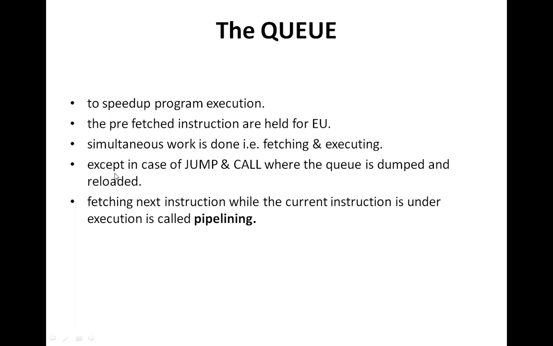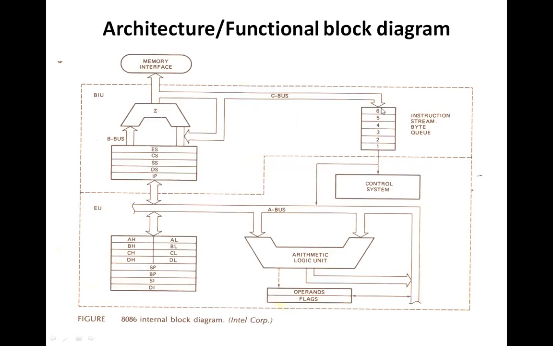Yes, of course, we have some problem whenever we have a jump or the call instruction. Then what will happen? Suppose there are six instructions already placed in the queue, and while executing the second instruction, the execution unit comes to know that it is a jump instruction. Whenever it is a jump instruction, it does not have to execute the third instruction available in the queue, but it has to execute the instruction at another memory location.